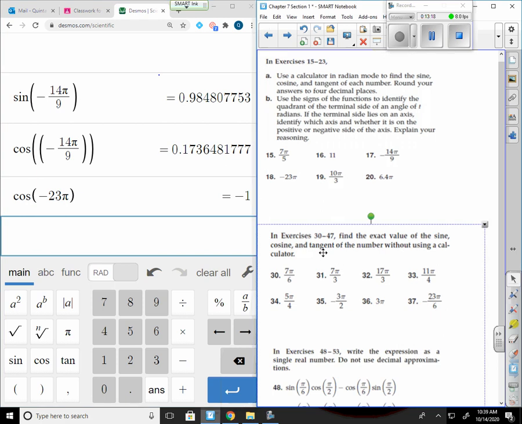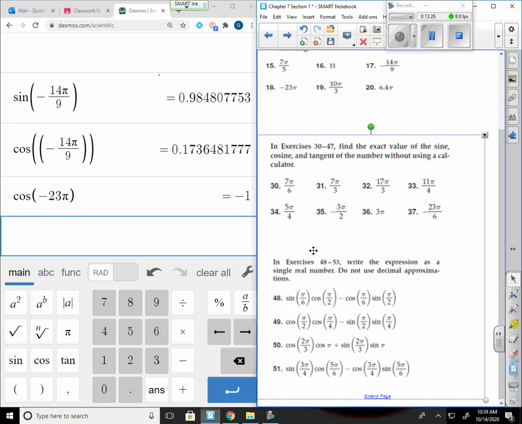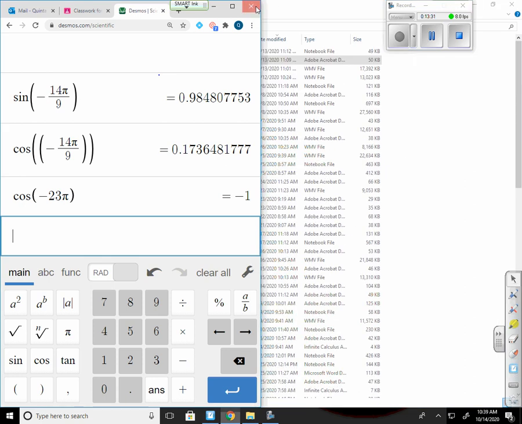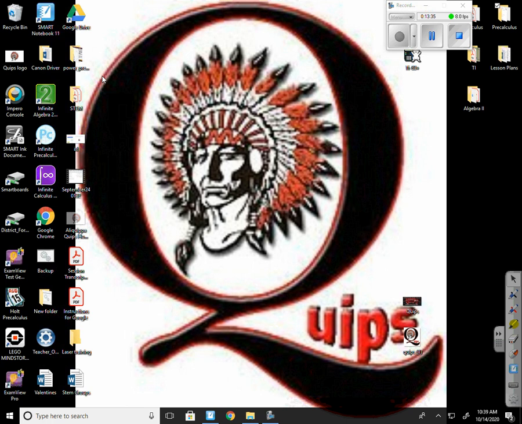Okay, down here it says, find the exact value of the sine, cosine, and tangent of the number without using a calculator. All you had to do was use your unit circle, as we had been doing. Let's see if I can find my unit circle here.